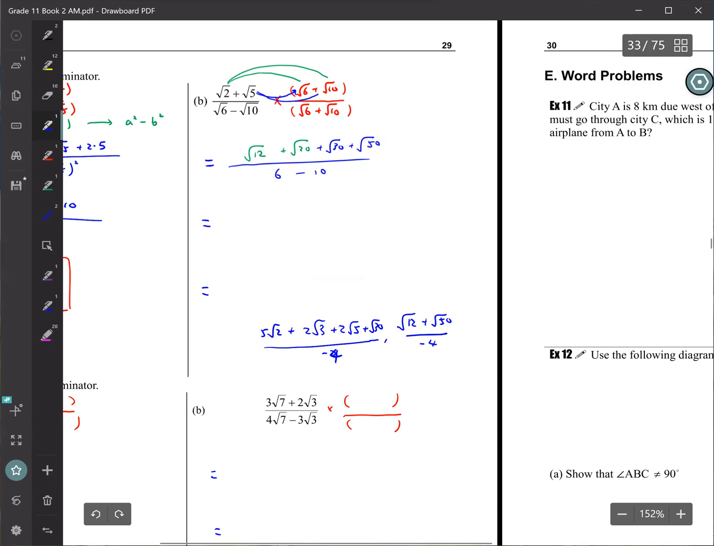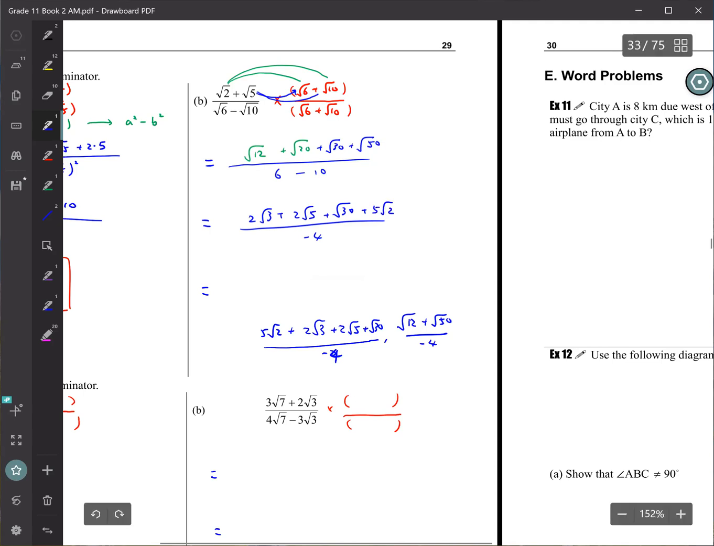Right, so of course you don't stop there. You need to simplify as much as you can, right? So you look at the top. The 12, we can take something out, we can take the 2 out. For 20, we can also take the 2 out. And then 30, nothing can be taken out. And then 50, you can take the pair of 5 out.